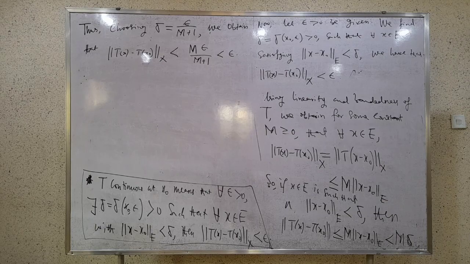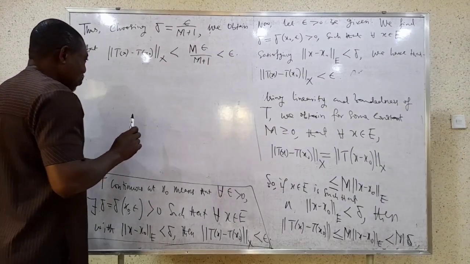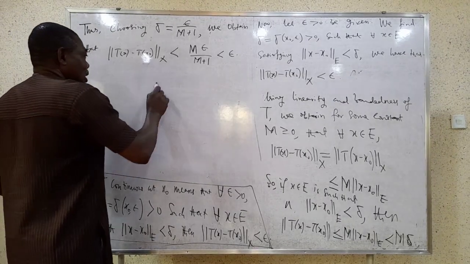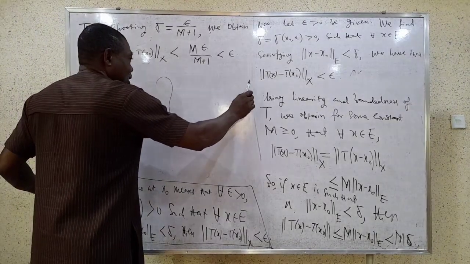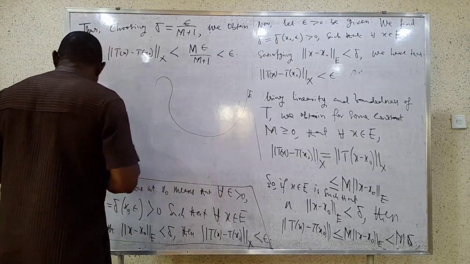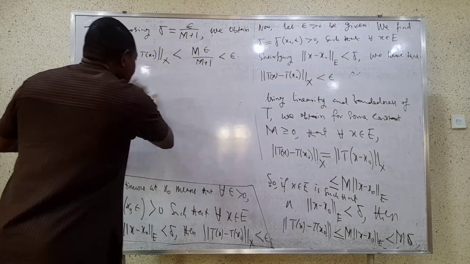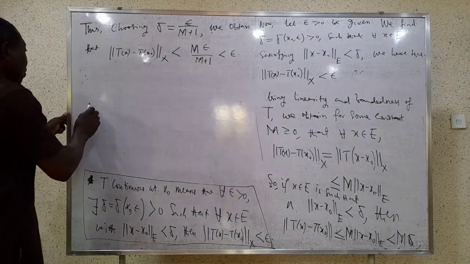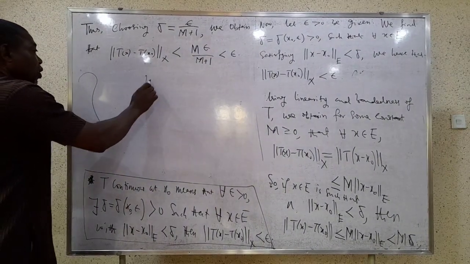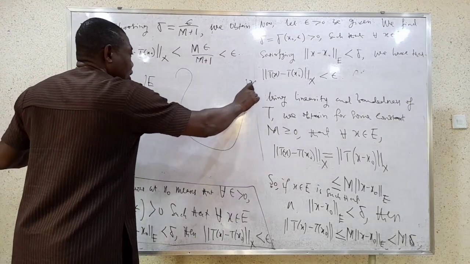Now look at the idea. What we're saying is the following. Assuming that this is the whole space. Okay, let me read it so that we appreciate this a little bit. Here is the space E, and this one is the space X.